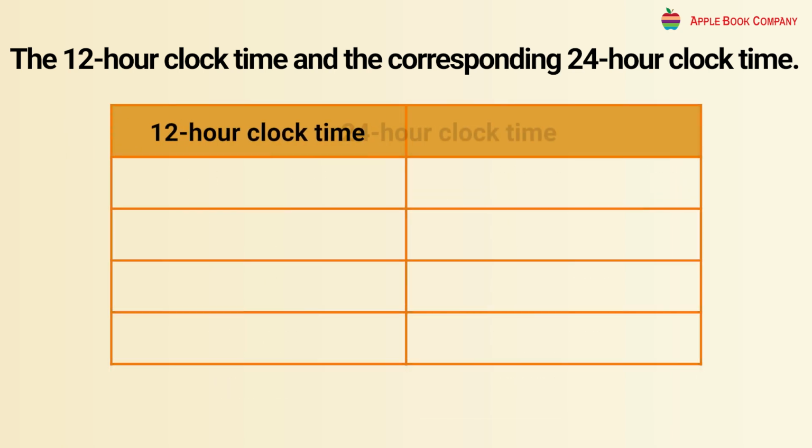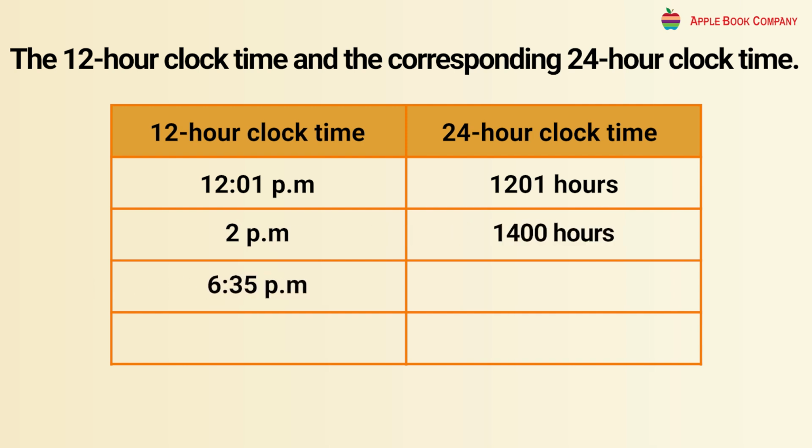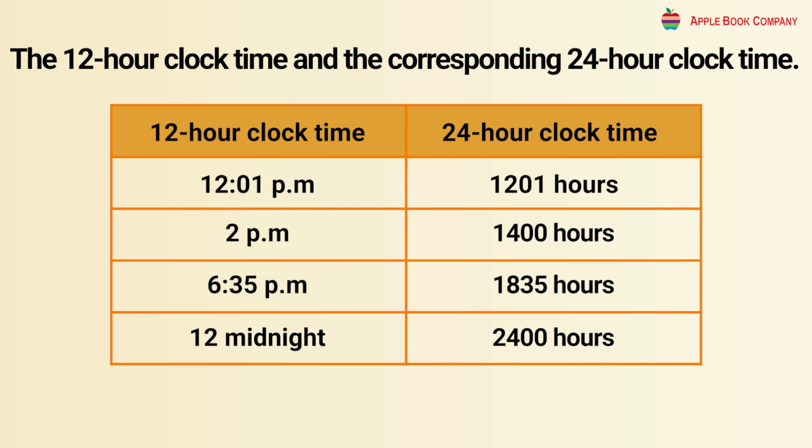12-hour clock time, 24-hour clock time. 12:01 pm, 1201 hours. 2 pm, 1400 hours. 6:35 pm, 1835 hours. 12 midnight, 2400 hours.